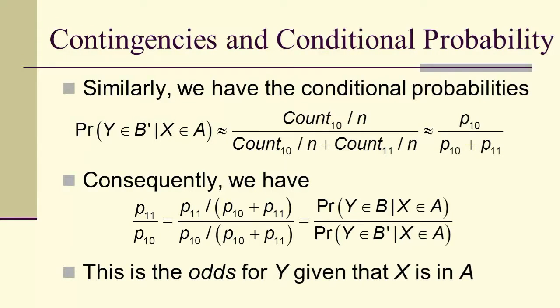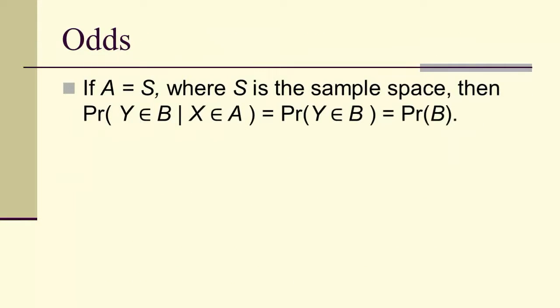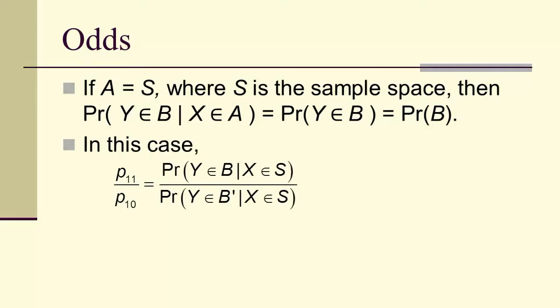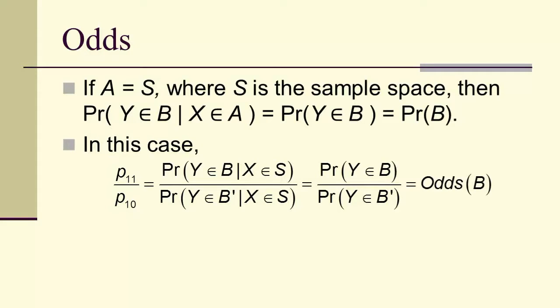And this is what we would say is the odds for y given that x is in A. So if A is the entire sample space, then the probability that y is in B given that x is in A is just the probability that y is in B, which is just the probability of B. And in this case, the ratio p11 to p10, when A was the entire sample space, would just be the probability of B over the probability of B prime, and that's the odds of B.